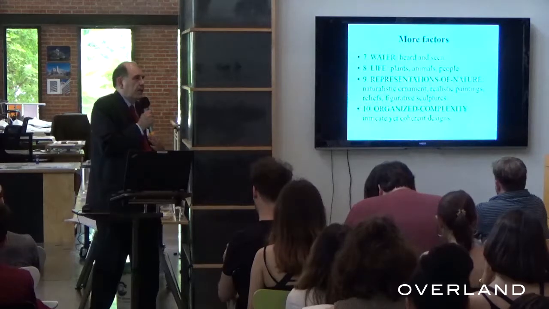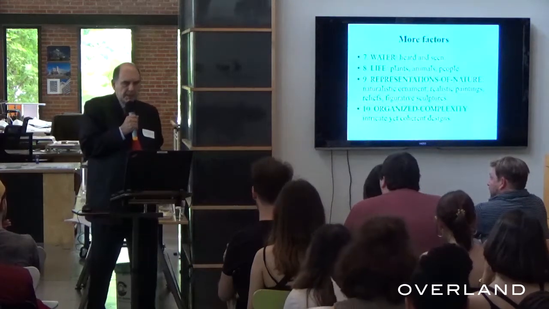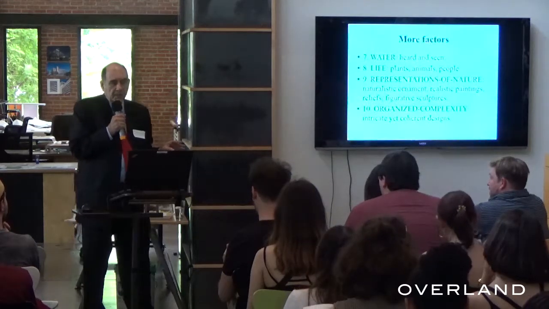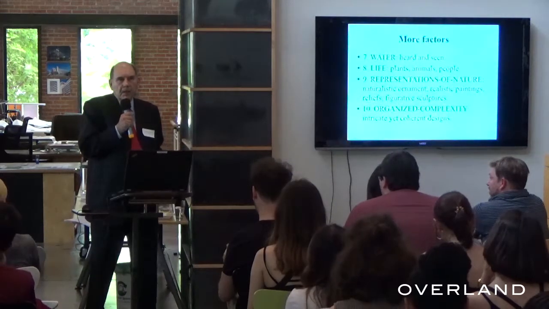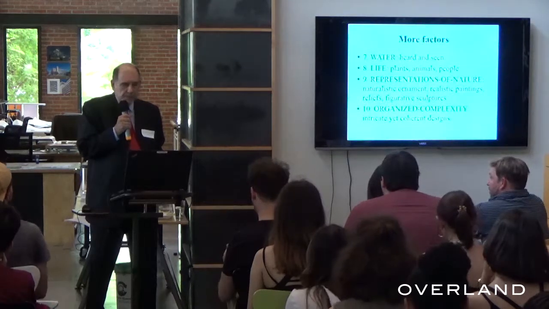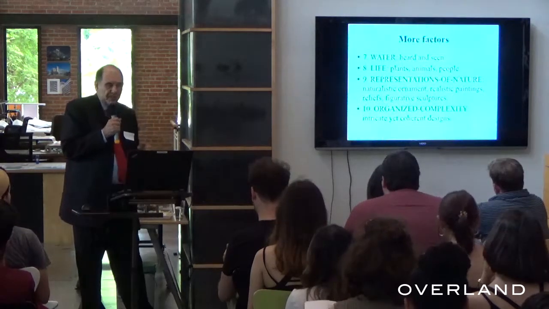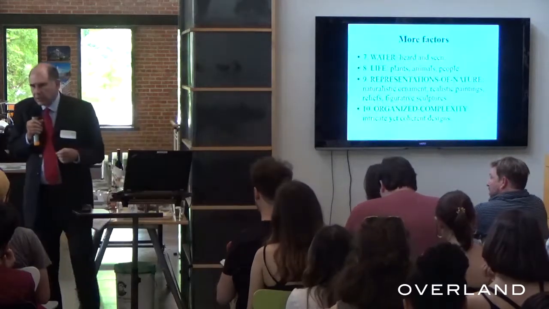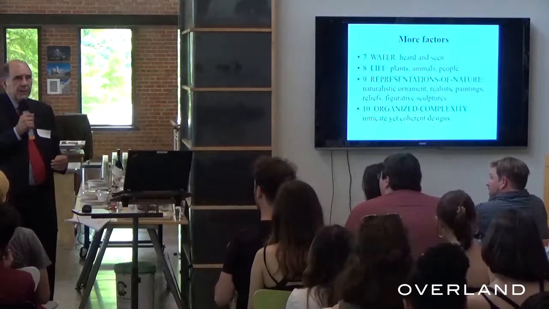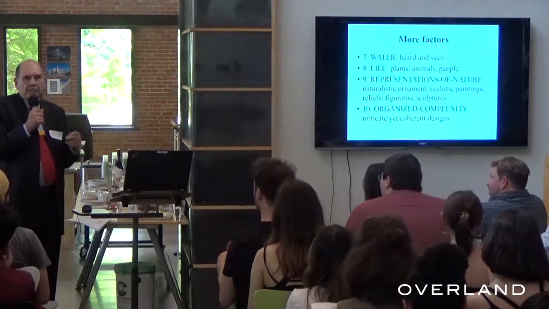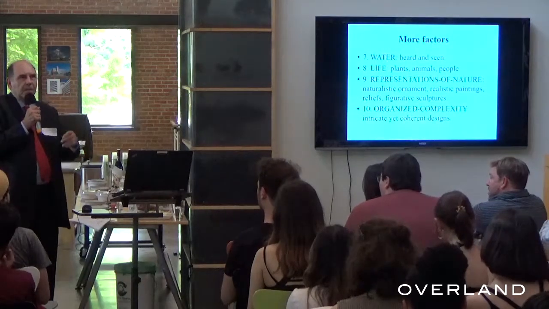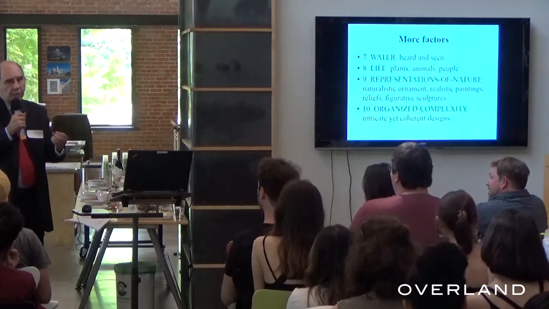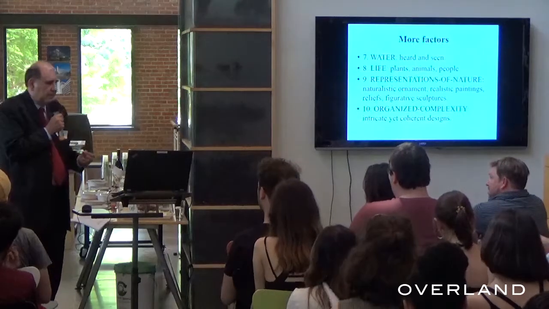Now, the last two. Number 9 is representation of nature, which is naturalistic ornament, realistic paintings, reliefs, figurative sculptures. This is more so in the West than in the East, but the whole Western architecture tradition relies upon this type of representation. Number 10 is more abstract. It is organized complexity, which is what I started this talk with. We have intricate yet coherent designs, and all of Islamic architecture, which does not rely upon representation, has organized complexity in a wonderful ornamental tradition, which is abstract and mathematical.